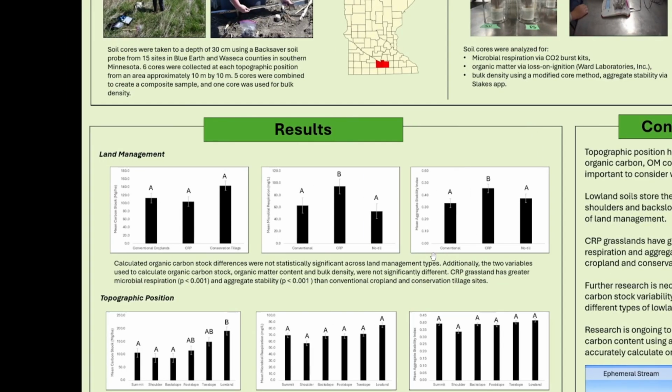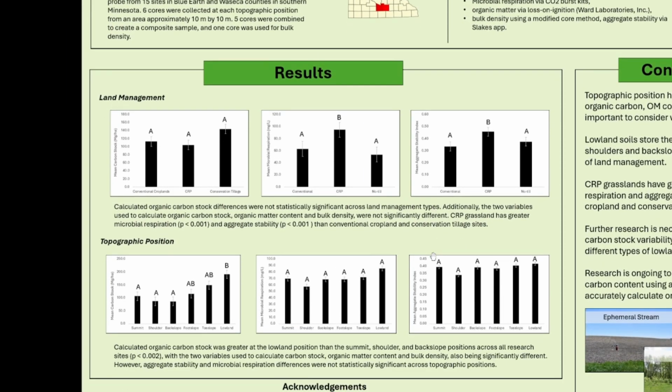Leading us into our results, we separate it by land management and topographic position. Land management first. Here we have our carbon stock. The calculated organic carbon stocks were not statistically significant across the land management types, and this is because the two variables used to calculate organic carbon stock, organic matter and bulk density, were also not significantly different.